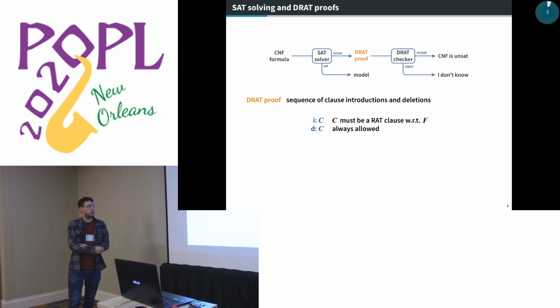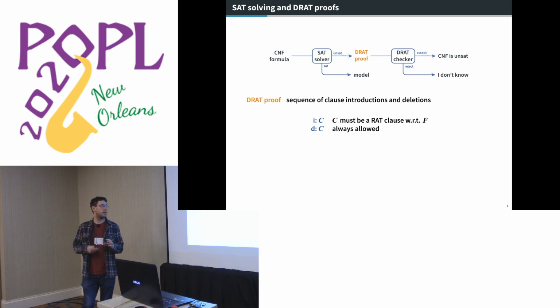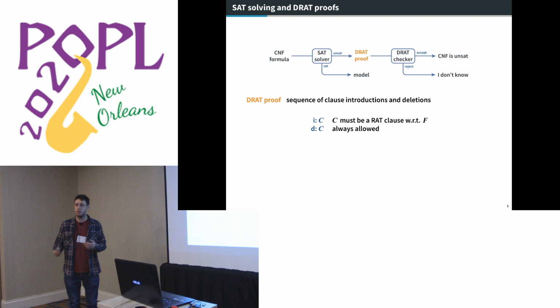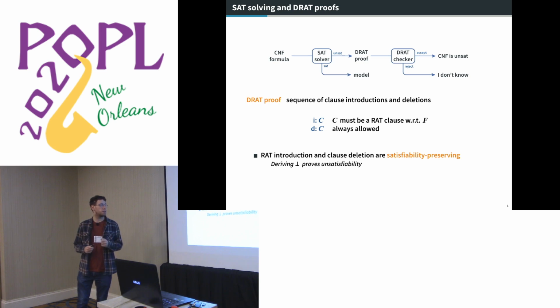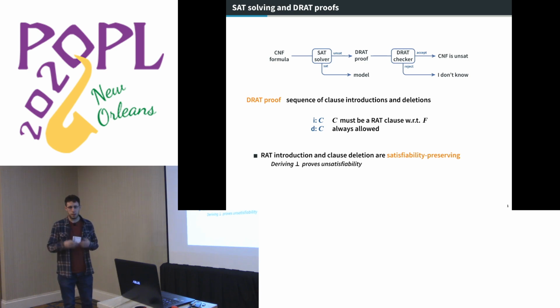Now, a DRAT proof is expressed as a sequence of clause introductions and clause deletions. So it works in an incremental way. I start with the original formula, and then I can either introduce clauses that satisfy a requirement called RAT, which stands for resolution asymmetric tautology, or else I can delete clauses, right? And well, these two operations have the property that they're satisfiability preserving. So every time that I apply either of these instructions, what I obtain is something that is just as satisfiable as the previous stage. So whenever I derive the unsatisfiable clause, then I know that I'm done.